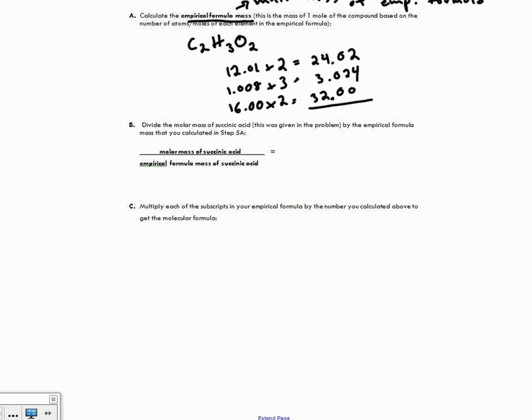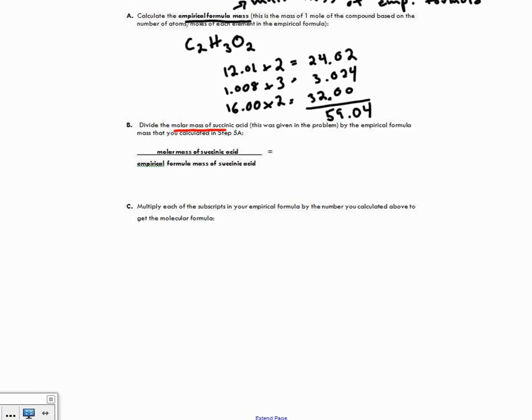Okay, next thing, you add them all up. So we have 32 plus 3.024 plus 24.02. With sig figs, I can keep 2 after the decimal, and I am left with 59.04. Okay, so that is the mass of my empirical formula. Let's look at the next step.